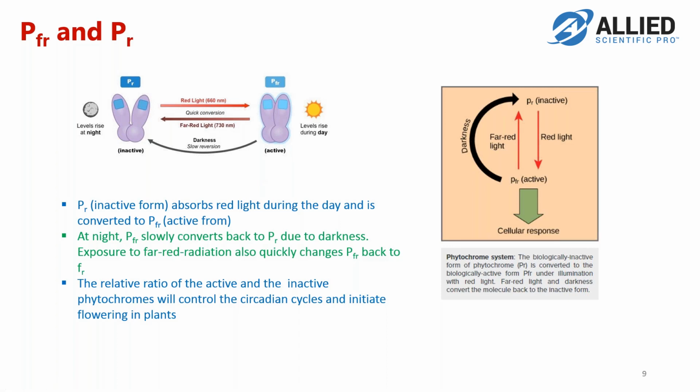So the ratio of PR to PFR is quite important for the plant to sense which season it's in, and basically decide when it's time for flowering. It's very easy to fool the plant by shining far red radiation so that it thinks it's a different season. So this ratio plays an important role as far as the circadian rhythm and floral stimulation are concerned.